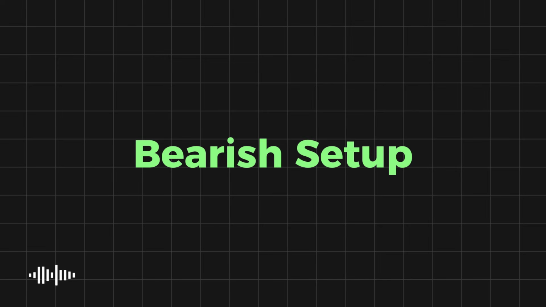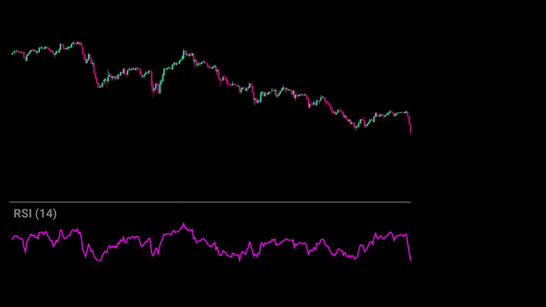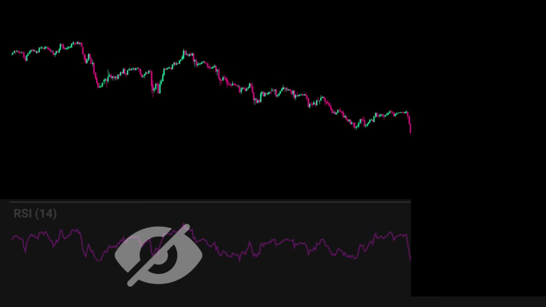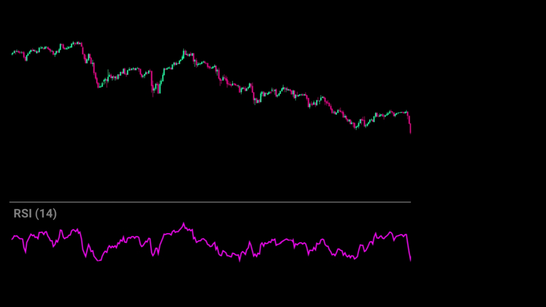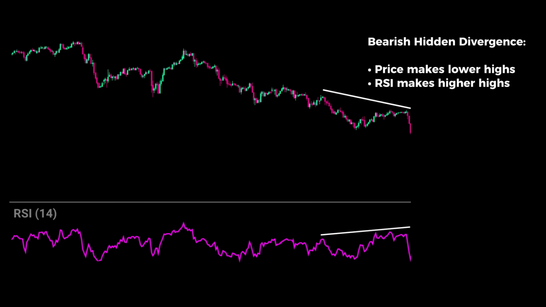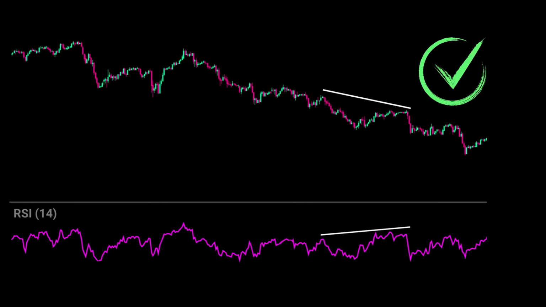Bearish setup. Now let's see another example that shows a bearish hidden divergence. In this chart, the trend is down. Price makes lower lows and lower highs. RSI is also going down. Now the price pulls back a little upward. If you look at the chart without RSI, it may look like the trend will reverse. But using RSI, we can see a bearish hidden divergence. Price makes lower highs. RSI makes higher highs. This shows that the downtrend is likely to continue. And as you see, the price keeps going down after this bearish hidden divergence.